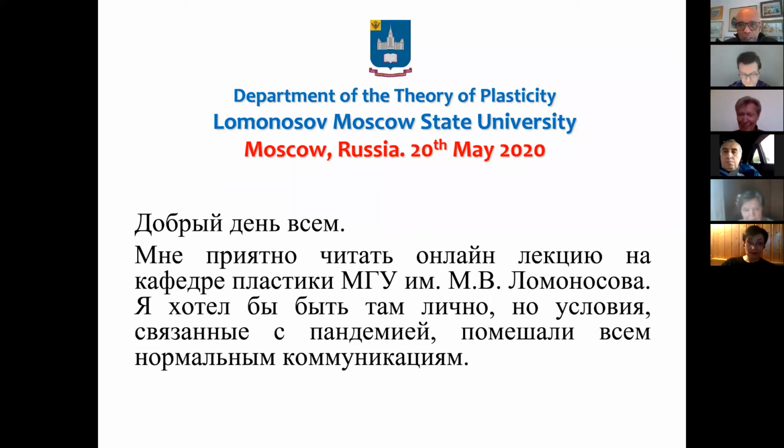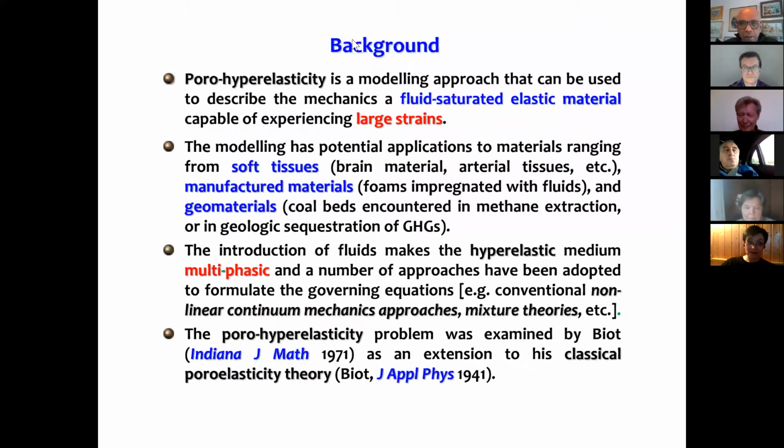So the work starts with this concept of poro-hyperelasticity. So you have a fluid saturated elastic material, but this is not the conventional elastic material. It can undergo large strains. Large strains means that it's like rubber-like materials which can stretch to 100% sometimes. And this has applications in what are called soft tissues, like brain material or arterial tissues.